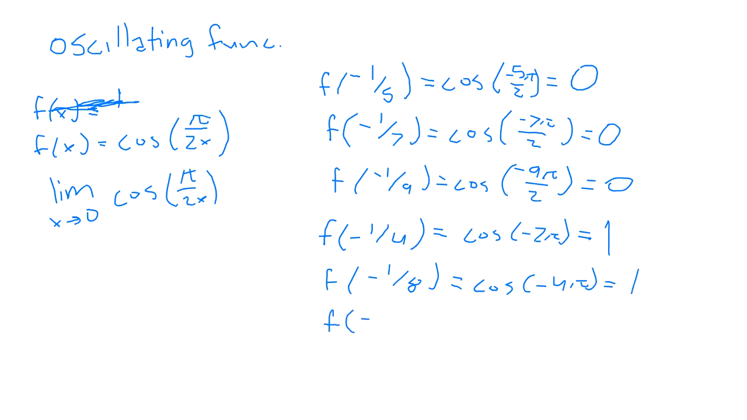f of -1/12, which is going to get us cosine of -6π. Once again, 1. We can see that each of these is very, very close to x equals 0, but it also jumps around a lot. Some of these are 1, some of these are 0.